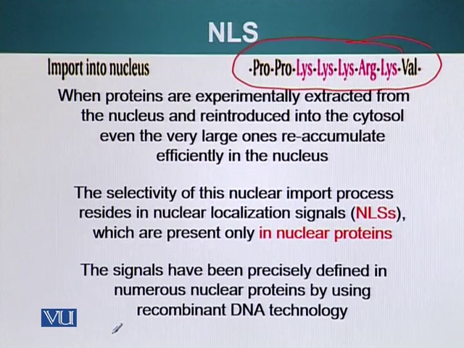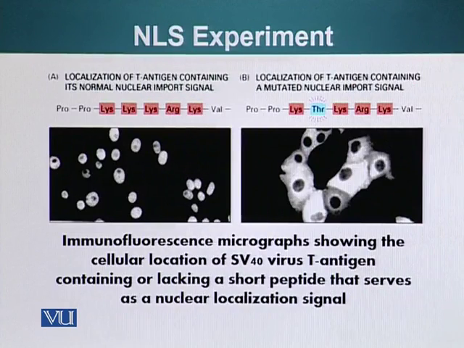For example, using recombinant technologies, we can delete the signal and see whether the protein is still going to the nucleus or not. I'll show you an experiment which does precisely that. Here it is. Here what we have done is an immunofluorescence experiment. These are micrographs, images showing the cellular location of the SV40 T antigen.